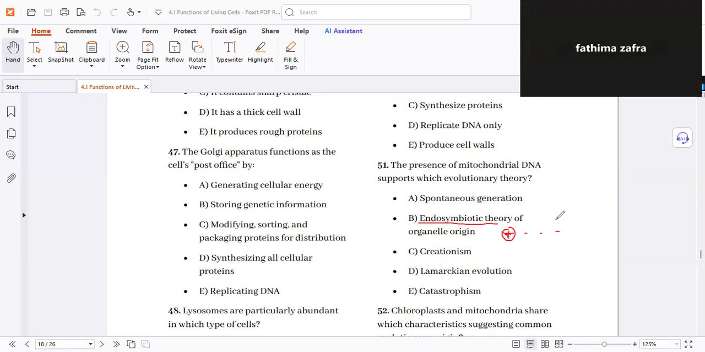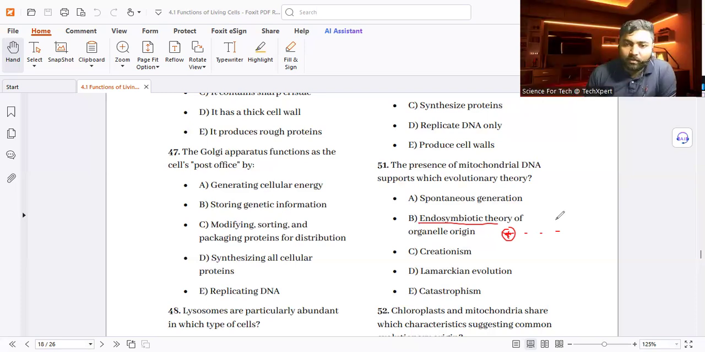Okay, sir. Done. Then the presence of mitochondrial DNA. Cut this and write presence of 70S. I think it is better to change this MCQ like this: presence of 70S ribosome in mitochondria. Change it like this.